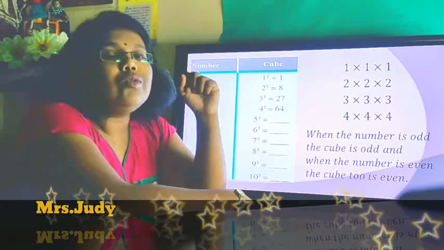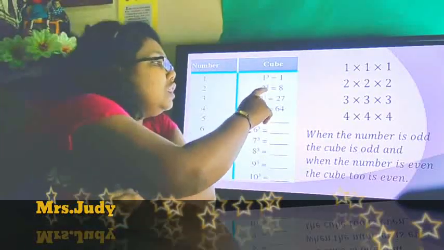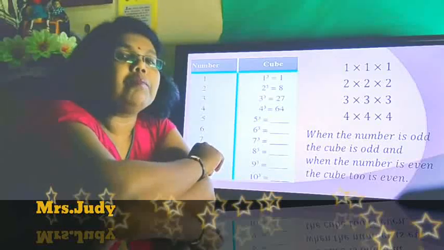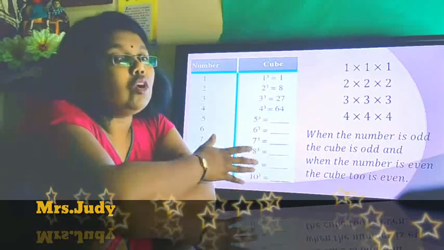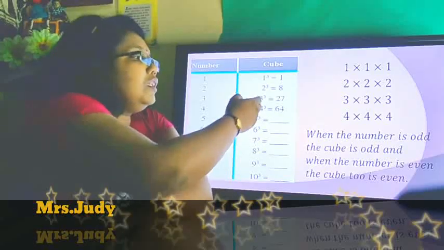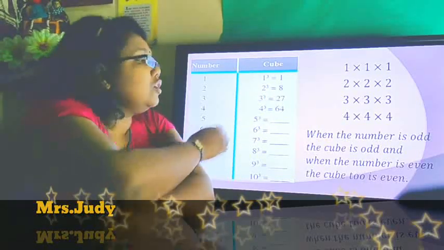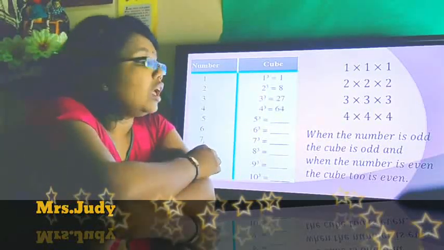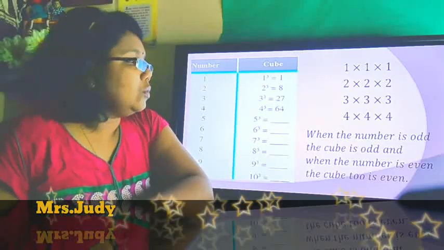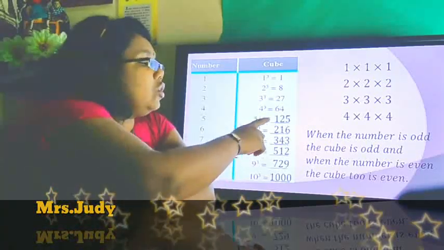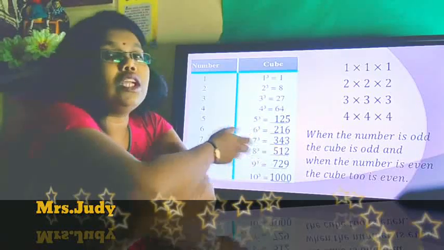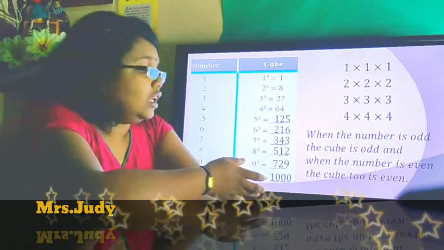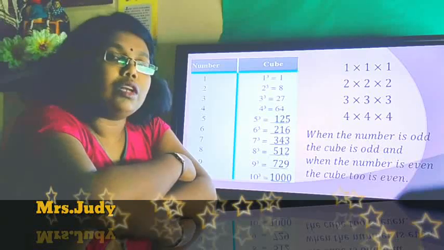And how do we represent this? We represent it in this manner, 2 to the power of 3. Now here we generally don't say 2 to the power of 3. We call it 2 cubed. 3 cubed is 27. 4 cubed is 64. And likewise, the rest of the cubes are also given here. 5 cubed is 125, 6 cubed 216, 7 cubed 343, 8 cubed 512, 9 cubed 729 and 10 cubed 1000.